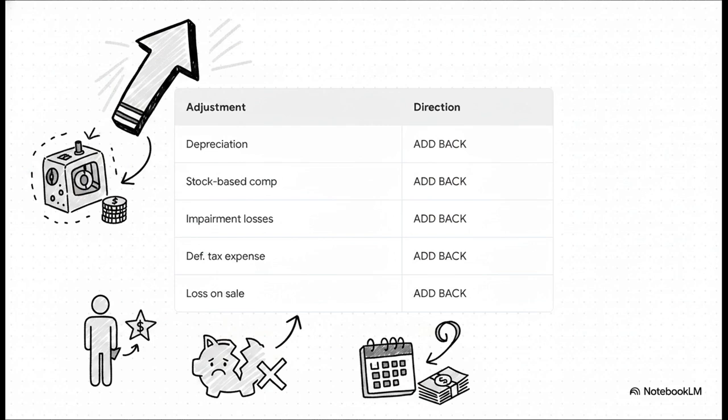You paid your employees in equity, not cash. Or amortization of debt issuance costs. The actual cash was paid when the debt was issued, which is a financing activity. So we just add all these back to neutralize their negative impact on our starting net income figure.